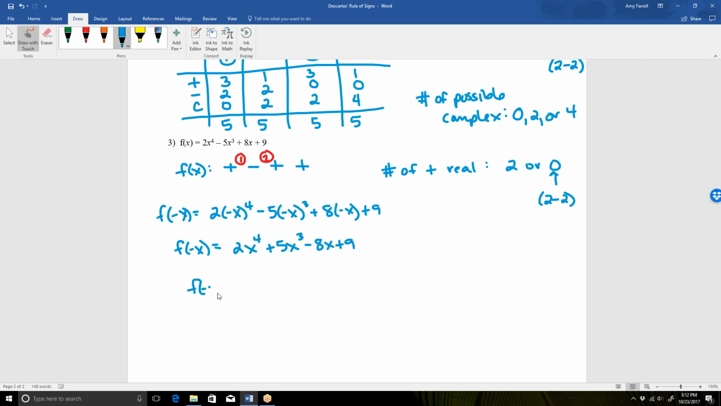And then now I'm going to do the same thing for f of negative x. I'm going to look at the sign. So it starts with a positive 2, then I've got a positive 5, negative 8, positive 9. I'm going to look for the number of variations of sign. Positive to positive, no change. Positive to negative is a change. Negative to positive is a change. So it looks like we have 2 again. So the number of negative real solutions would be either 2 or 0.